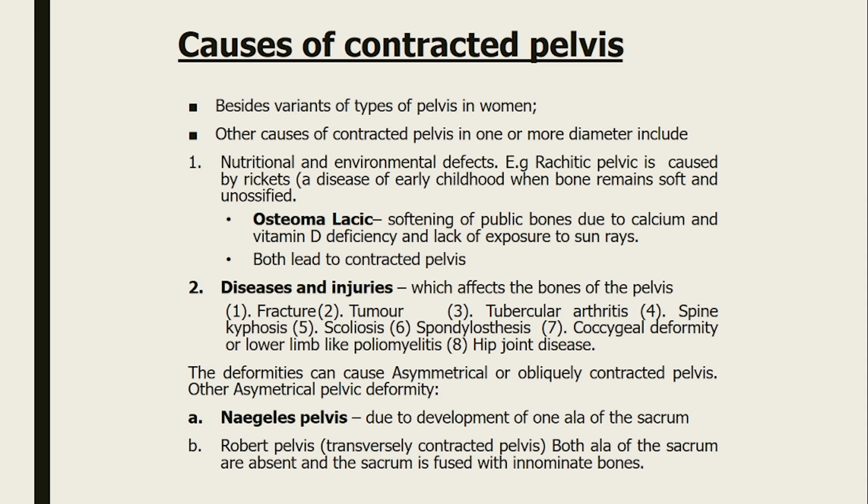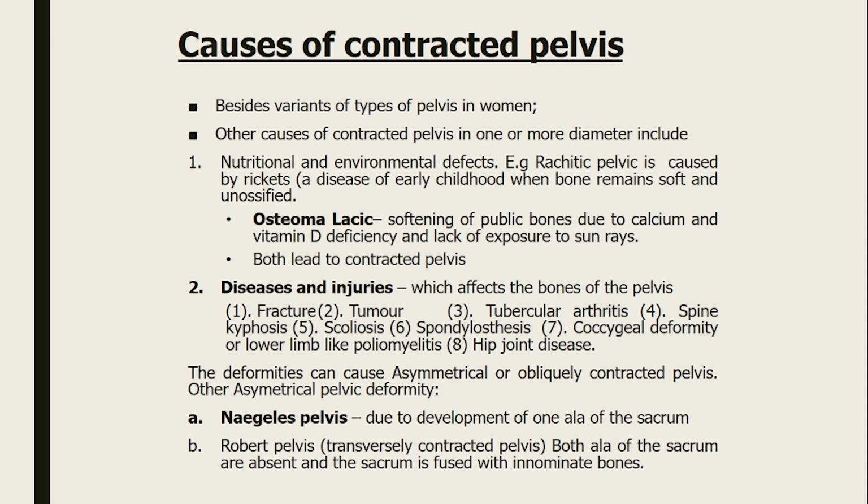Related to rickets is osteomalacia in adults. In osteomalacic pelvis, there is softening of the pubic bone due to calcium deficiency and lack of exposure to sun rays. Both osteomalacia and rickets will lead to contracted pelvis. And this is a problem in many of the developing nations. In Africa, it's so common. Rickets and osteomalacia are very common.